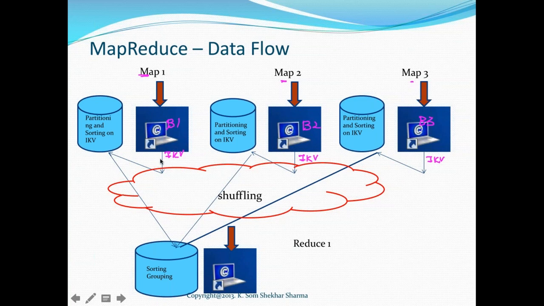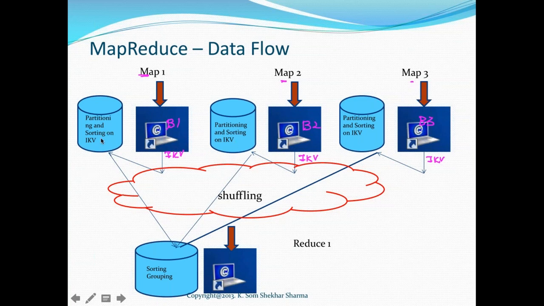The very first thing that happens is that the key value pairs emitted from the mapper, before they go to the reducer, get stored onto their respective local file system. Before they are stored onto the local file system, partitioning and sorting will be done on those key value pairs. Partitioner and sorting are done on the mapper machine. Please understand, the partitioner works only on the mapper machine. Sorting is also done here.